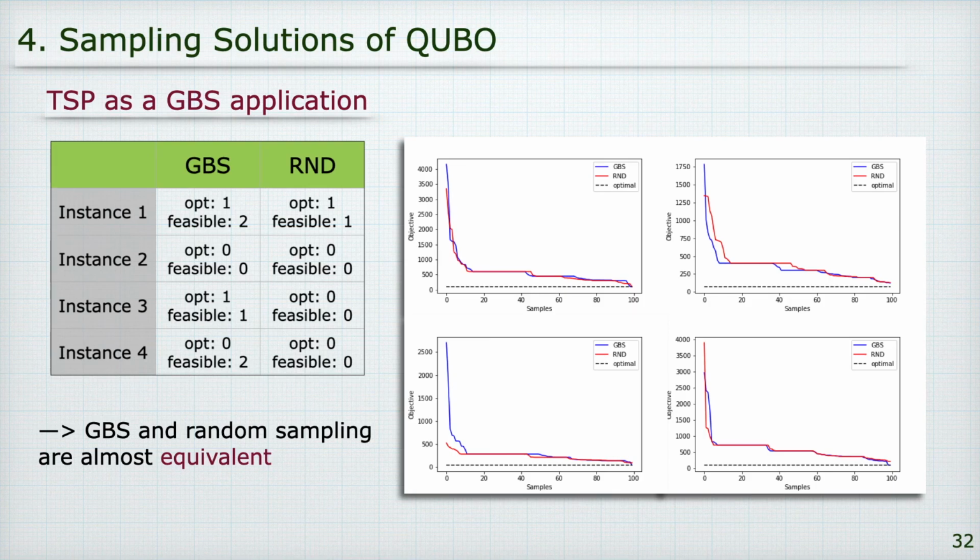So in blue, these are the results we got for GBS, and in red, these are the results we got for random sampling. Some objective values are very high because the solution corresponds to an infeasible solution, and in QUBO problems, violating constraints is penalized in the objective function. We also looked at the number of samples that reach the optimal solution and the number of samples that reach a feasible solution. And what this experiment shows is that GBS and random sampling have equivalent behavior, which means they are both very bad at identifying promising solutions.